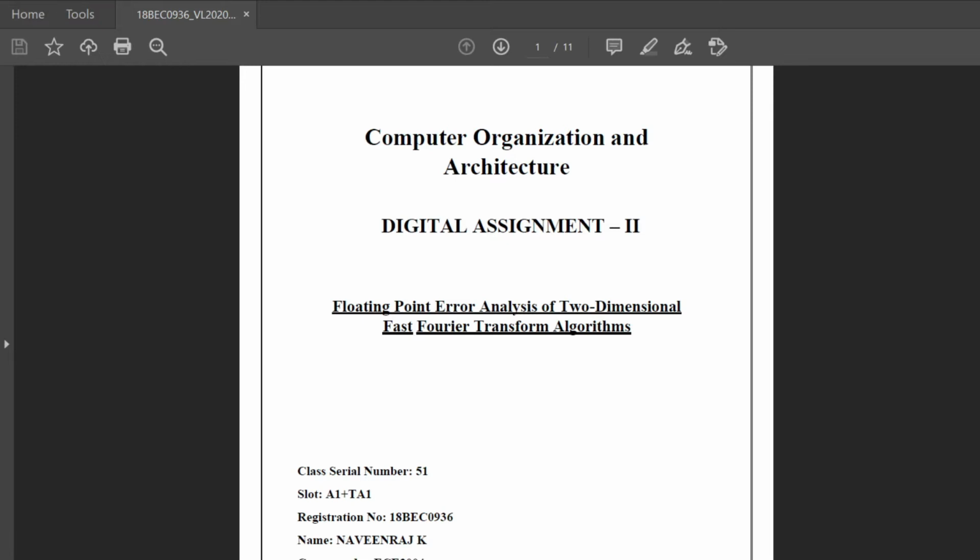Okay, so we're just gonna analyze the floating point error using FFTs, fast Fourier transform algorithms in two dimensions. So let's answer the questions and have a good knowledge about the research paper.